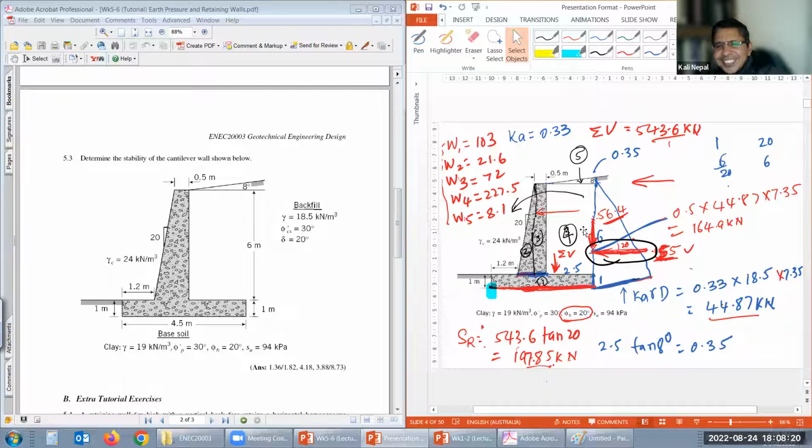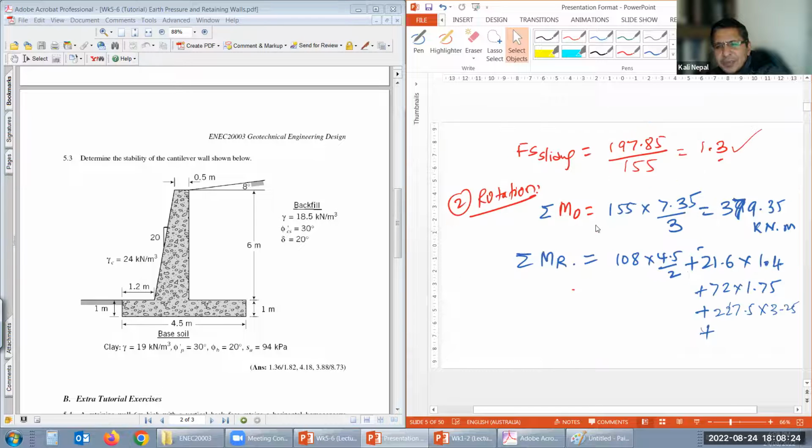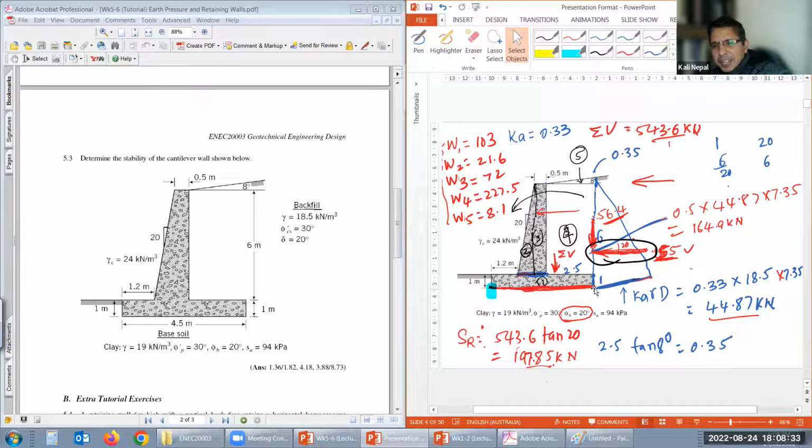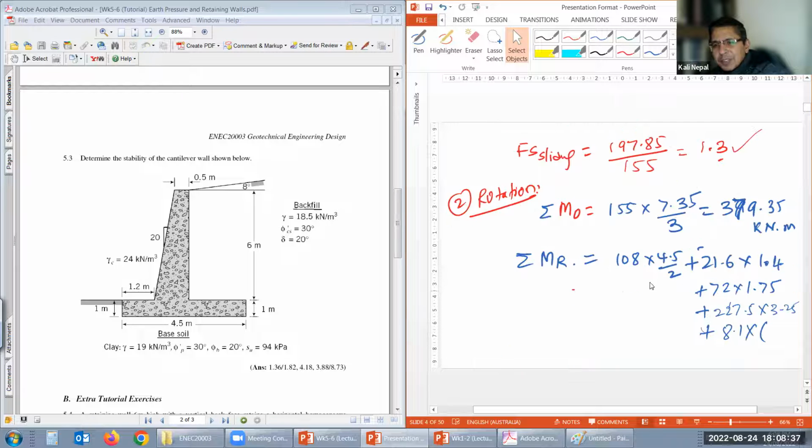All right. So now W5 is 8.1, times. So that side is what? The total is 4.5. Take away one third of 2.5, so 4.5 take away 2.5 over 3.